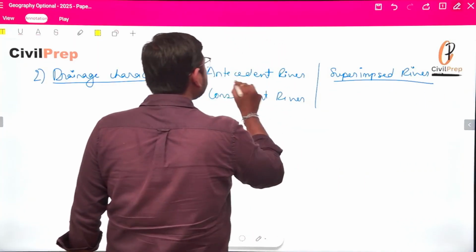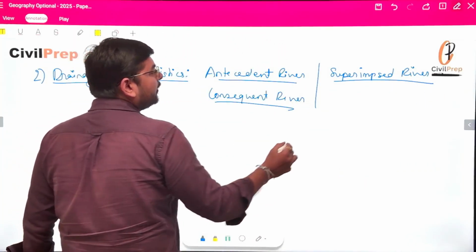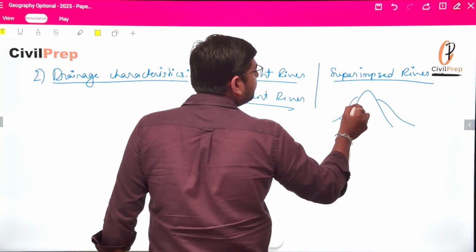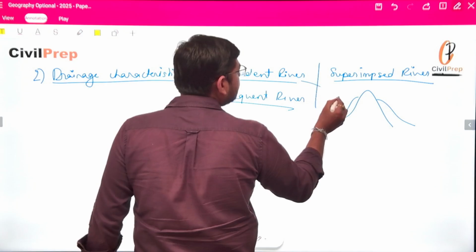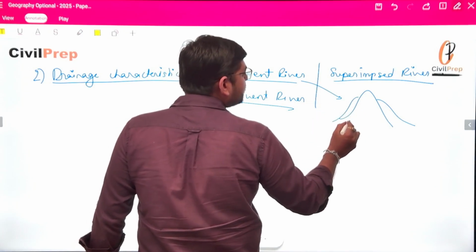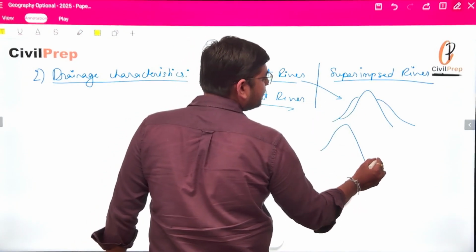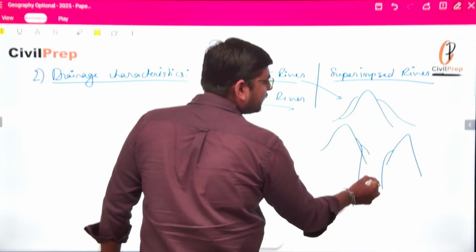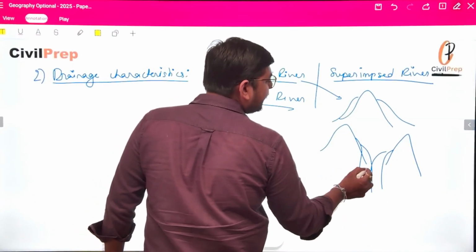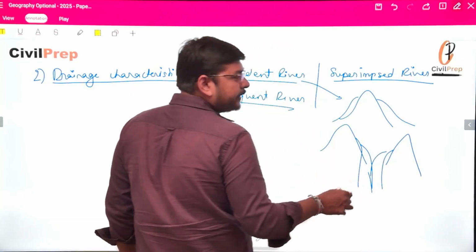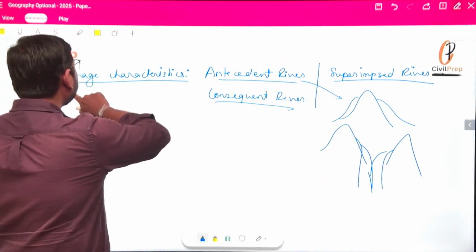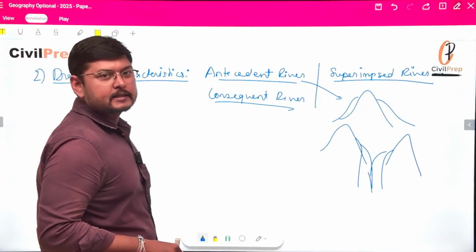So under these aspects, we are able to identify whether a particular mountain range and the rivers coming out of it were present as antecedent or they were superimposed. For example, this is the river which is moving here, and initially they had different courses, but now they have similar courses, and they are now able to erode the landform in a superimposed manner. So we can identify this with the drainage characteristics also.